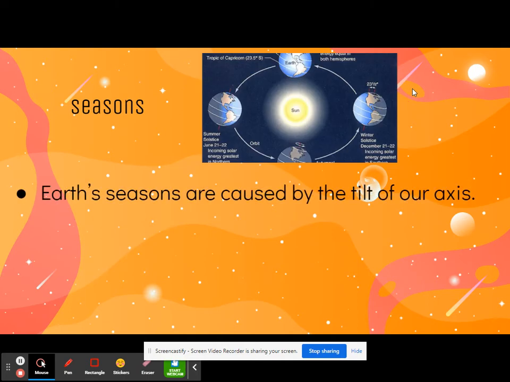Earth's seasons are not caused, remember, by how far away Earth is from the sun. It's caused by the tilt of our axis. A lot of you got this wrong on the study guide from the last section.